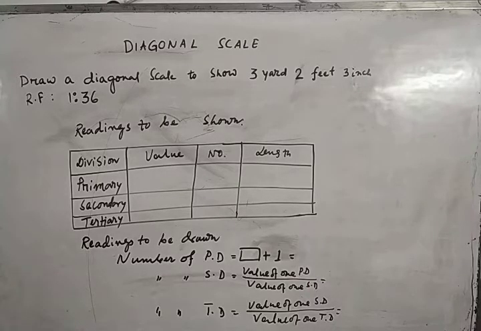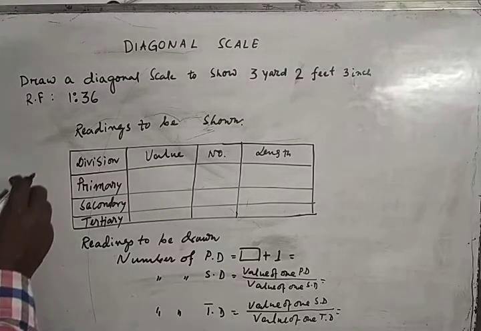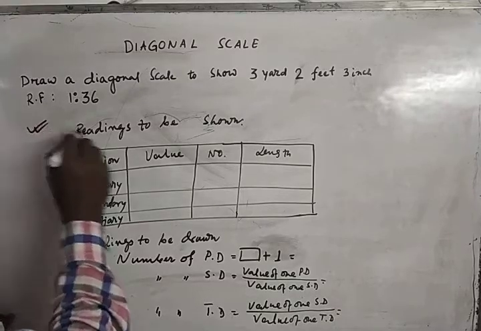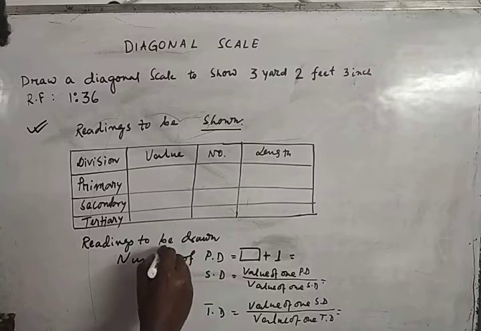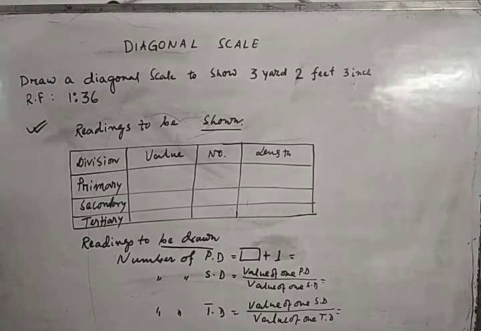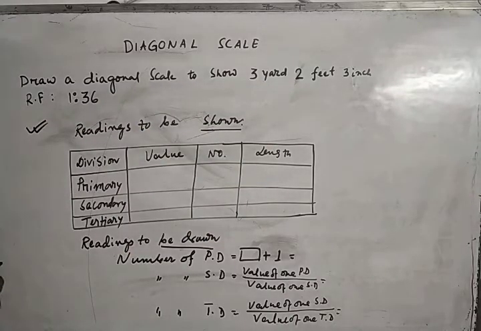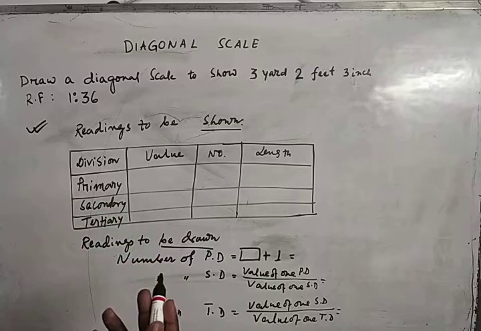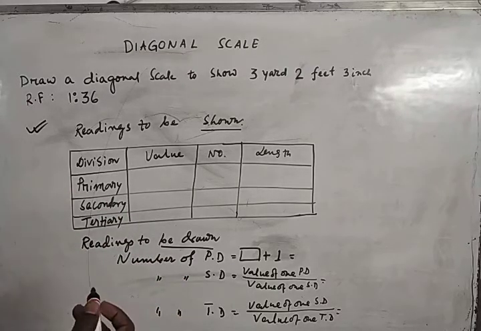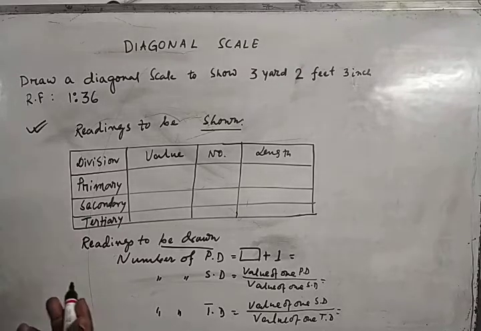Okay, so 3 yard, 2 feet, 3 inch must be shown by diagonal scale. Or a diagonal scale to be composed for 3 yard, 2 feet, and 3 inch. So there are two types of divisions. One is readings to be shown, another is readings to be drawn. So always some more drawing is needed to show the value. Not less than 3 yard, 2 feet, 3 inches. More than that, we have to draw. But we have to show 3 yard, 2 feet, and 3 inch.